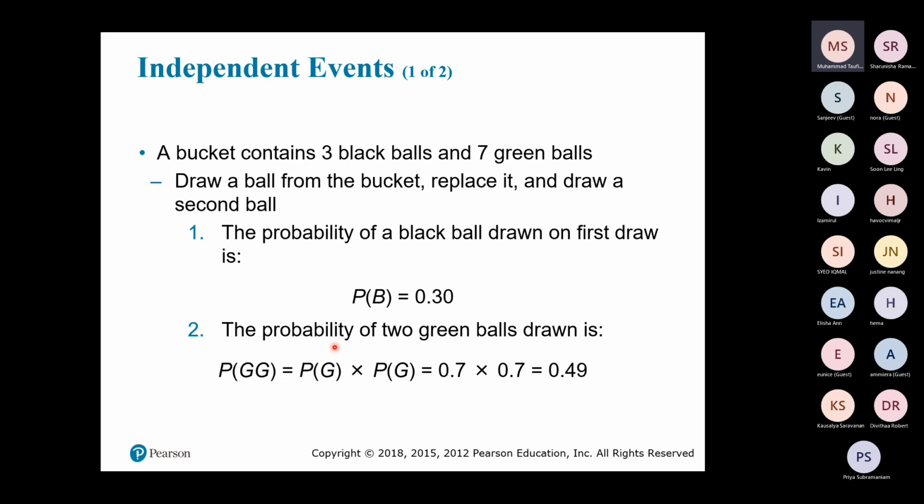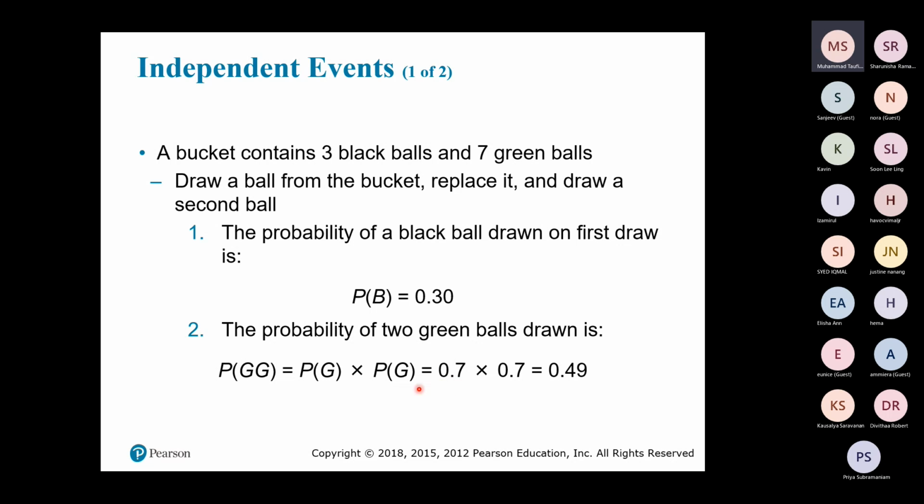So to calculate getting 2 green balls, again we use the same approach. The probability of getting a green ball and a green ball is: you multiply the probability of getting a green ball on the first try with the probability of getting a green ball on the second try. How many green balls are in the bucket? 7 out of 10 balls. So 7 over 10, which is 0.7.